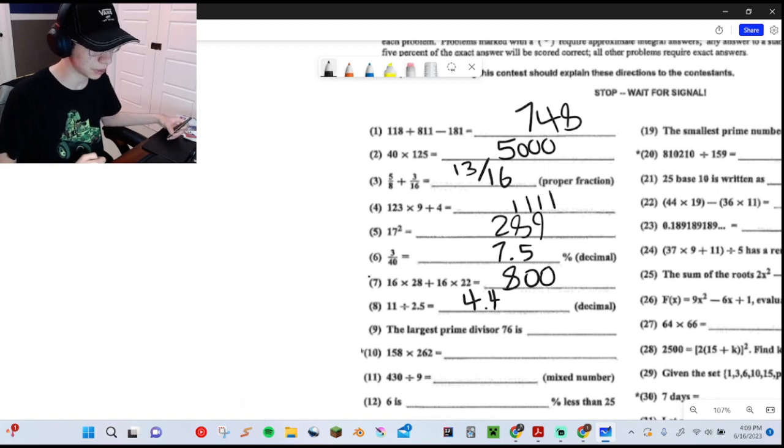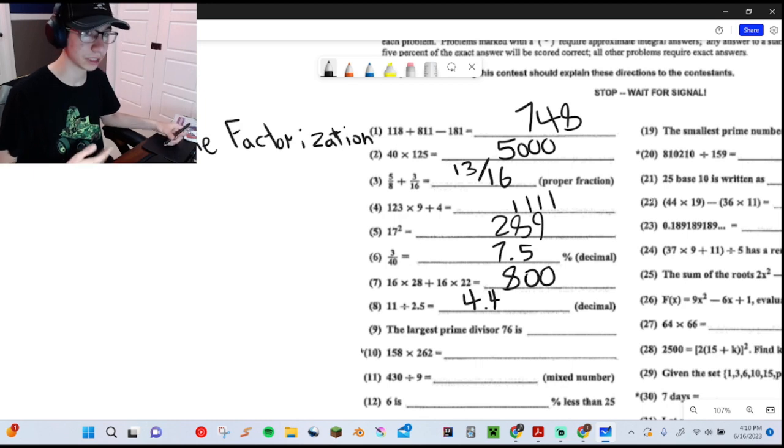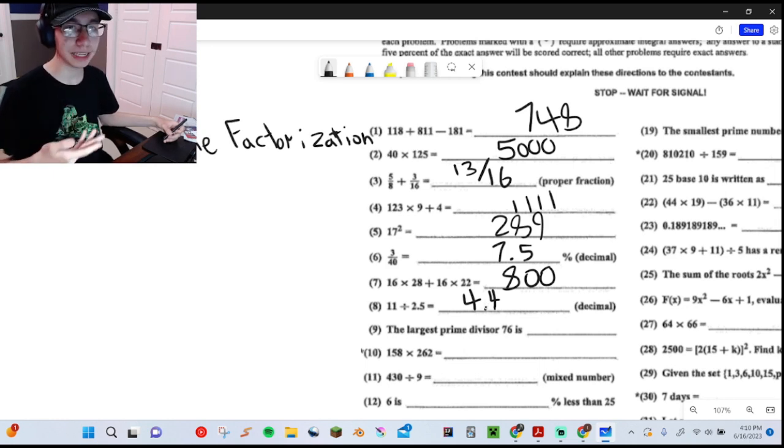Okay, number 9. Largest prime divisor of 76. So this is a real important thing to know how to do: getting the prime factorization of a certain number. Getting the prime factorization is a trick, or a step, we use in a lot of problems. One might be, what's the largest prime divisor, like this question's asking. Another might be, how many divisors does this number have? We have to do the prime factorization as well.